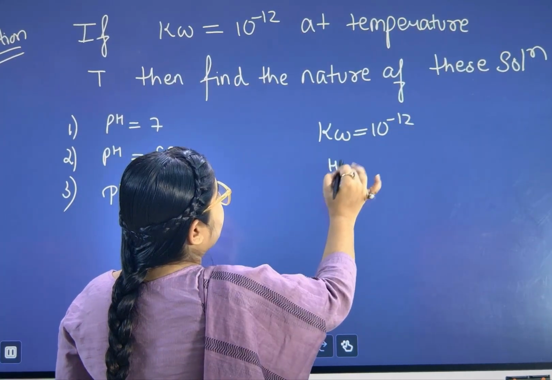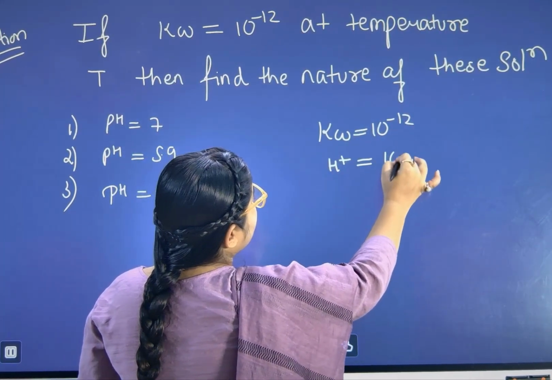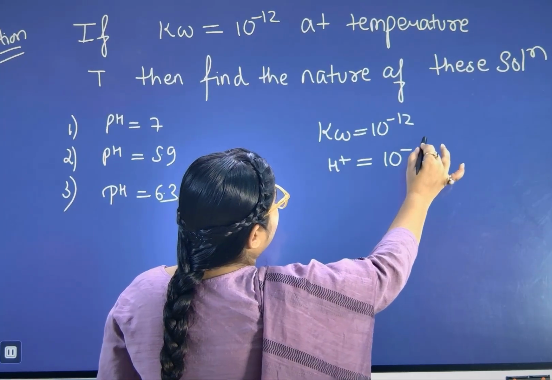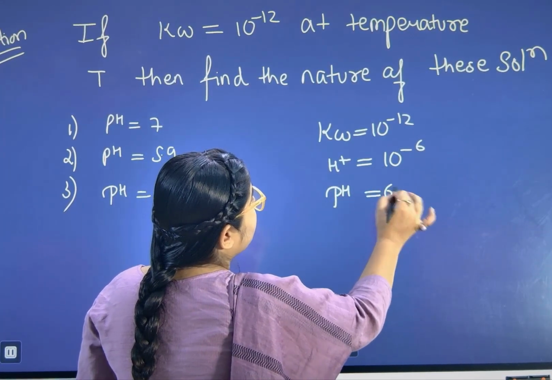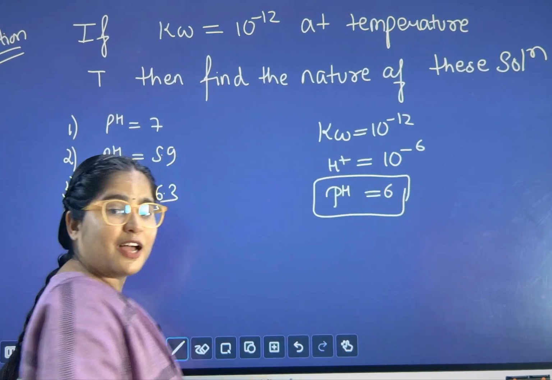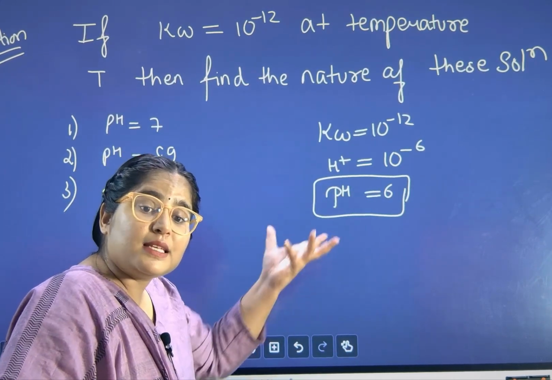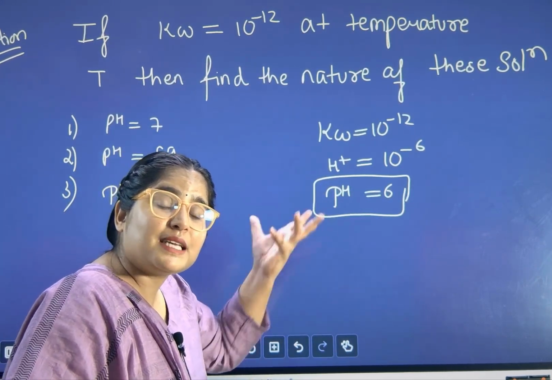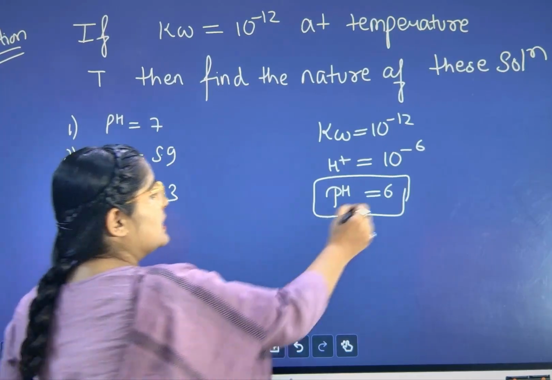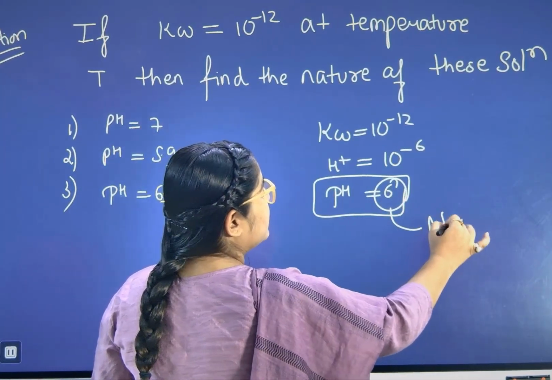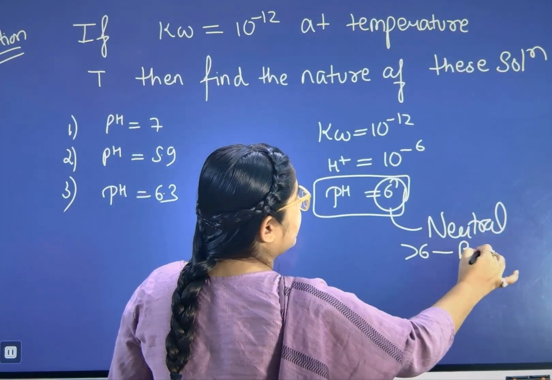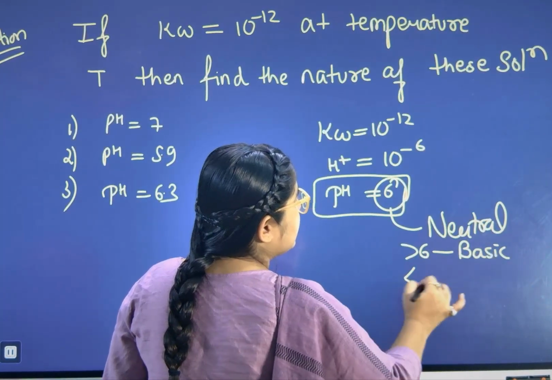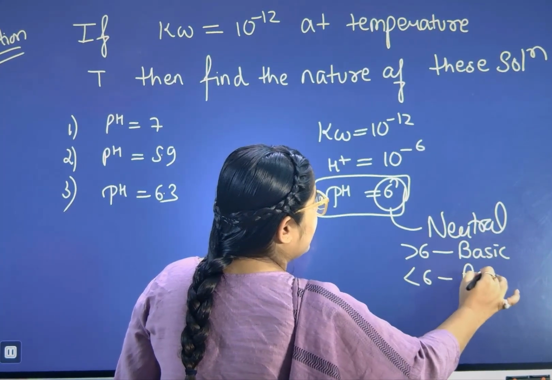So from here I can say H ion will be how much? 10 to the power minus 6. So the pH of water will be how much? 6. So here in this case the neutral pH is 6. In this case 6 is our neutral pH. So now tell me fast, more than 6 it will become basic, less than 6 it will become acidic.